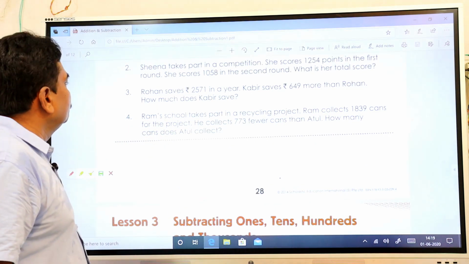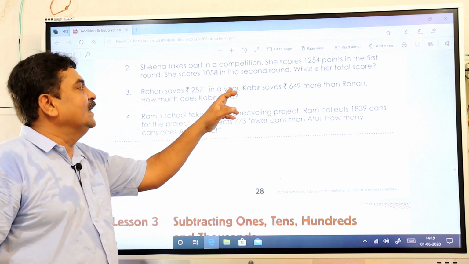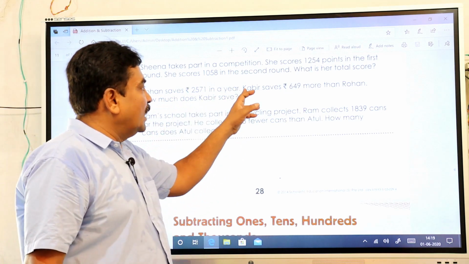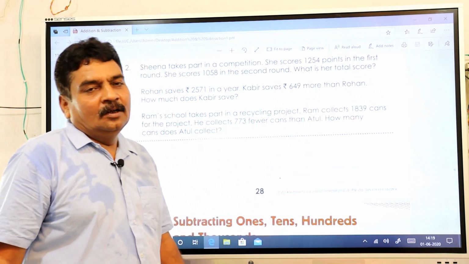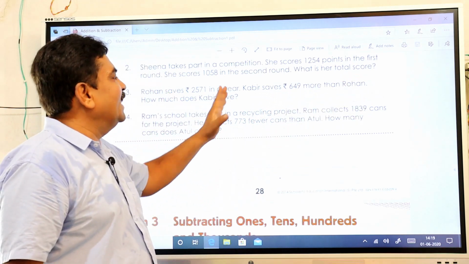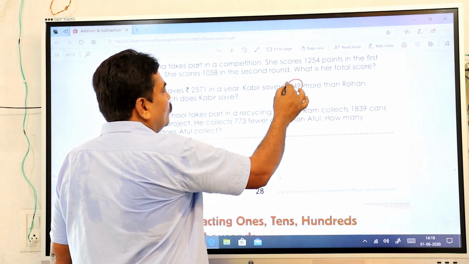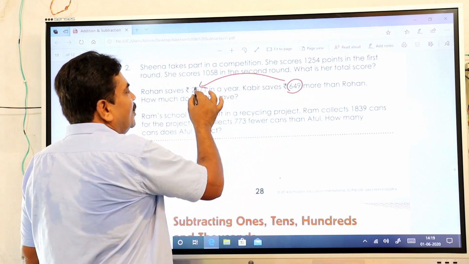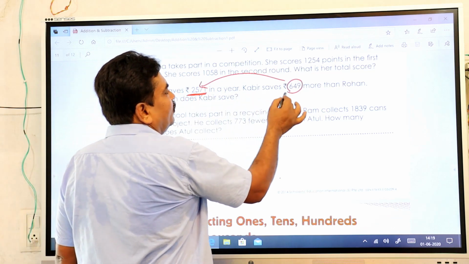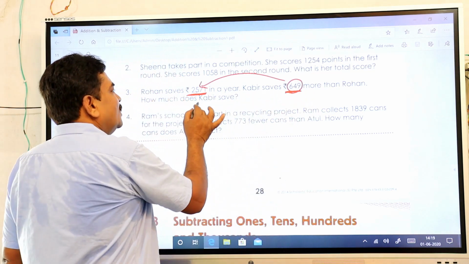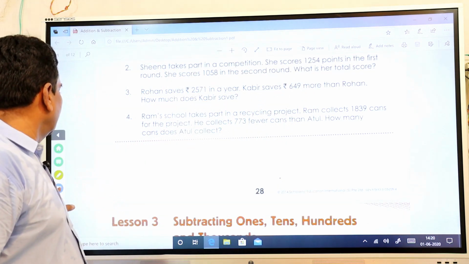Next one is Rohan saves 2571 in a year. Kabir saves 649 more than Rohan. So how much does Kabir save? Same thing. He has saved this more than this. So what is the total? Total of these two. That is Rohan's savings plus this number gives the total saving of Kabir. That is the question, right? I'll just do it here.